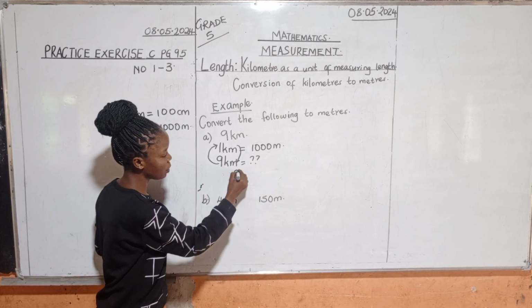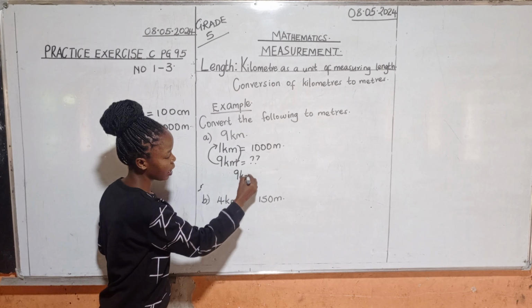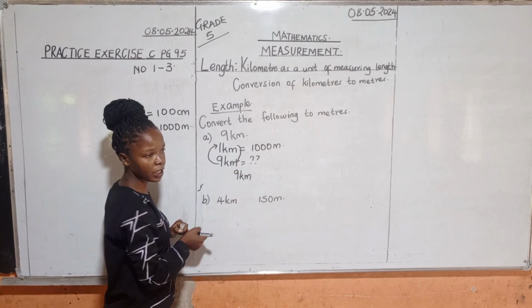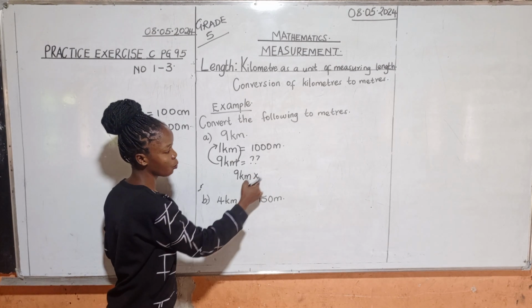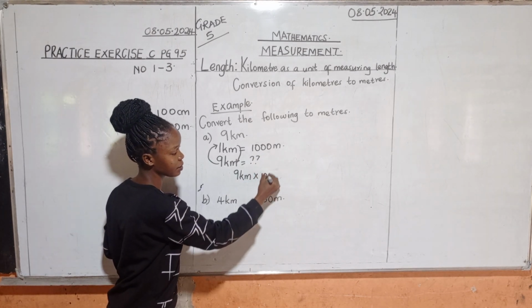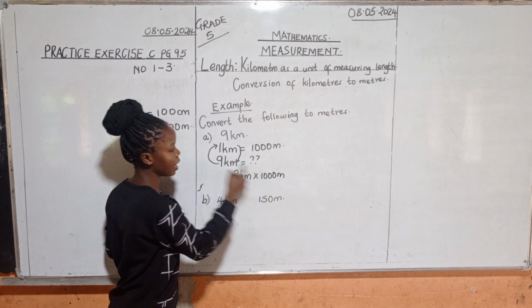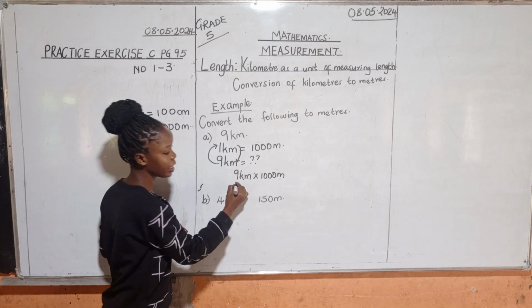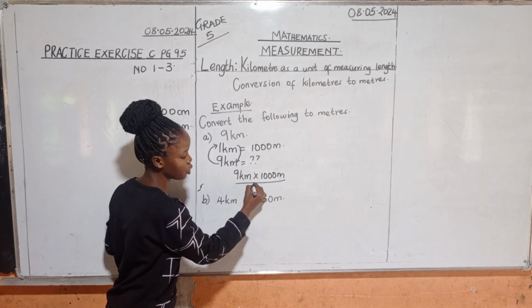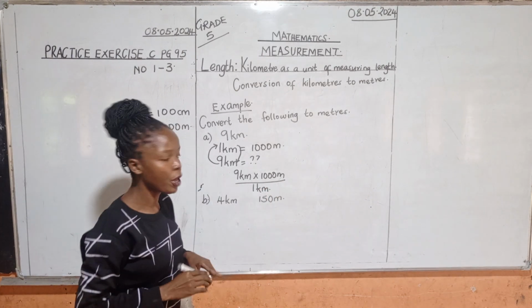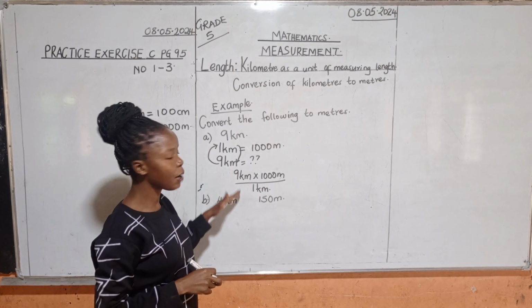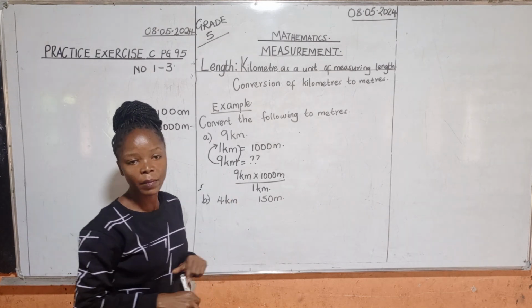So the 9 kilometers is going to be multiplied with 1,000 meters. The equal sign changes to become a multiplication sign. So, multiplied by 1,000 meters. Then the rest which would have been dropped down is 1 kilometer, which should be divided. Following the principles of division, we have to do what? We have to simplify our working. We simplify by cancelling.